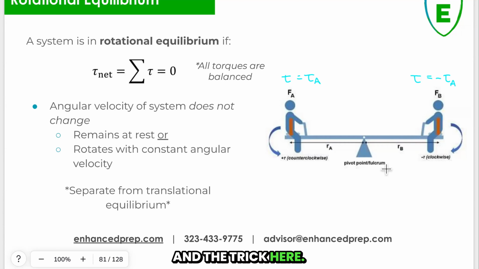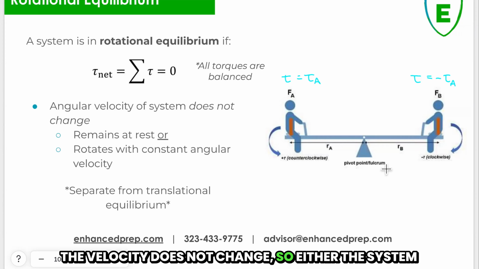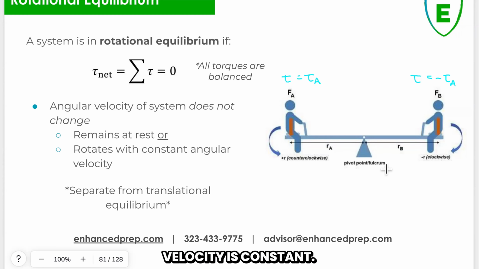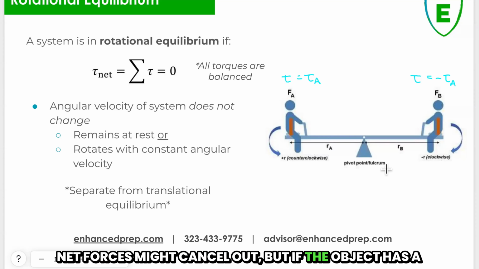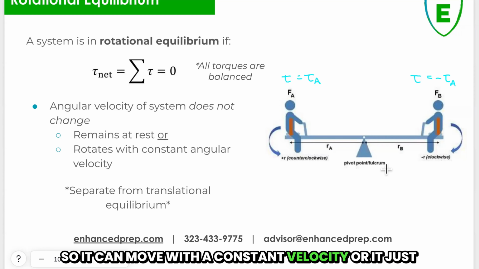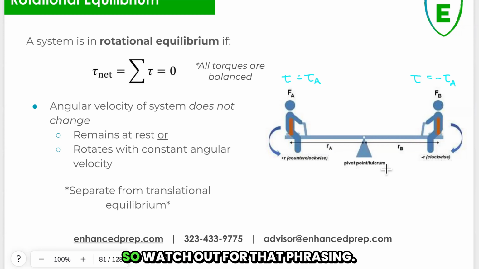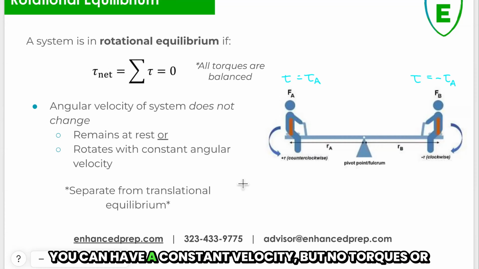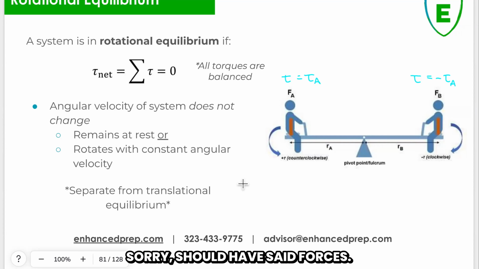And the trick here, the velocity does not change. So either the system remains at rest or it continues to rotate, but the velocity is constant. Okay. It's the same for linear motion. Net forces might cancel out, but if the object has a velocity, that just means the velocity is not changing. So it could move with a constant velocity, or it just doesn't move at all. So watch out for that phrasing. Having a velocity doesn't mean that there has to be a net force. You can have a constant velocity, but no forces are acting on it. Sorry, I should have said forces.